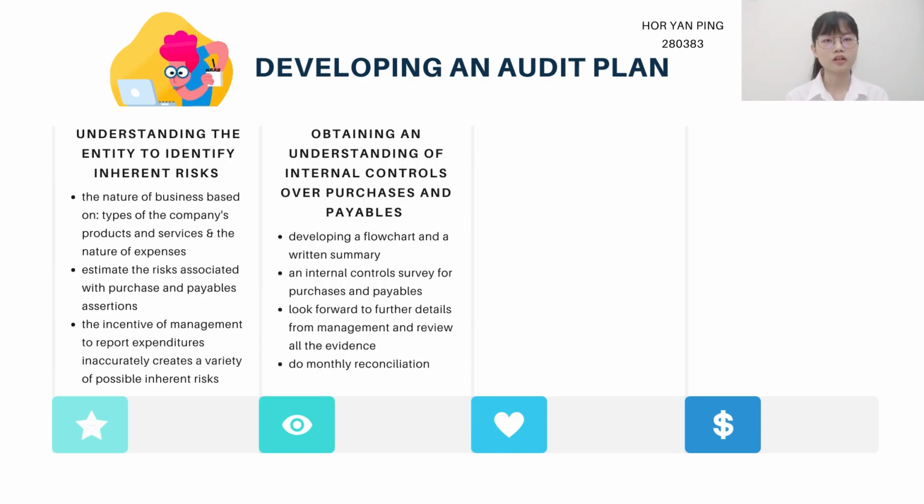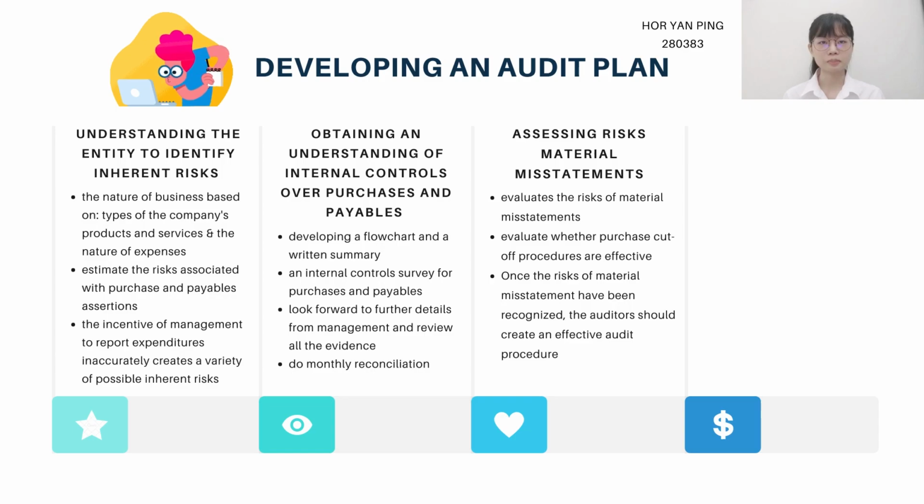Next is obtaining an understanding of internal control over purchase and payable. By implementing appropriate and effective internal control, a company can prevent inherent risks towards purchase and payable. We can carry out some ways to analyze our internal control, such as developing a flowchart and a written summary. Besides, an internal control survey for purchase and payable also can be conducted by an auditor to have a better understanding about internal control. Then, an auditor can look for further details from management and review all the evidence to identify whether it is reported accurately and appropriately. To avoid unreconciled balance, monthly reconciliation between comprehensive record of account payables and the general ledger control account is also required. As a result, we can determine whether the internal control on the purchase and payables is performed effectively.